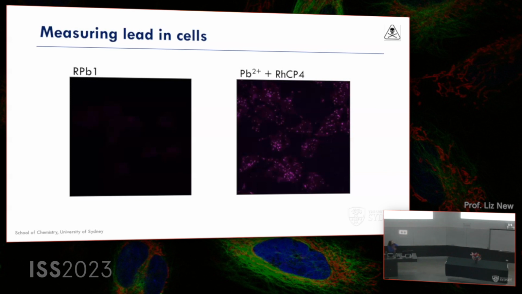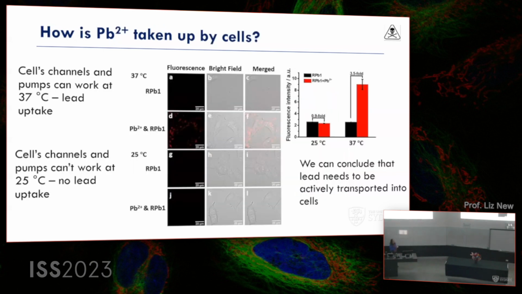So it's a bit hard to see, but these are cells under a microscope. These are cells that have been treated with our probe, and you can see there's no fluorescence. And then when we pre-treated cells with lead, you can see we have a turn on in fluorescence in the cells. The question we wanted to ask is, how is lead taken up into cells?